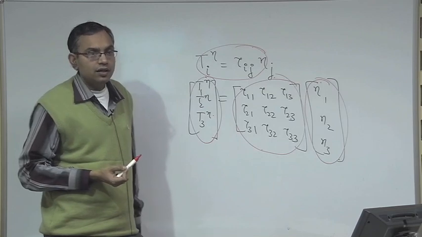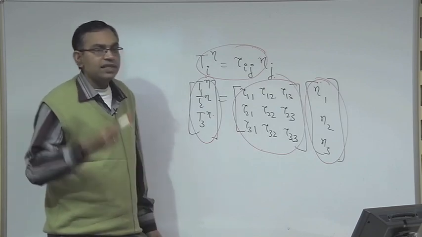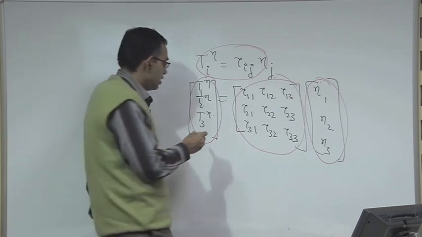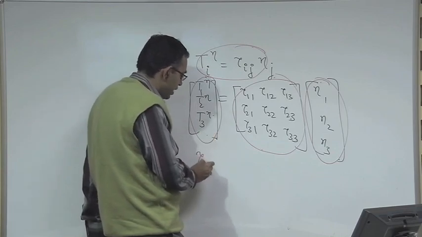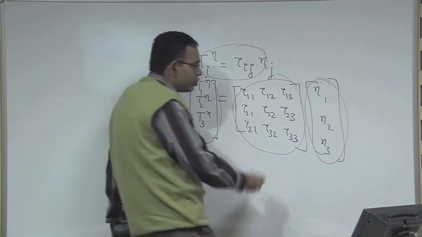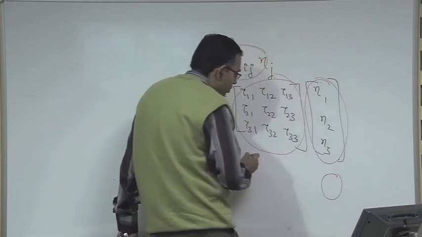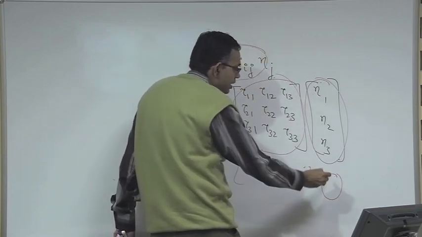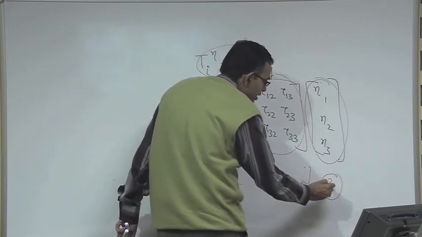Similarly, you now require a second order tensor. Instead of this, now you have tau i j related to the deformation on this side. There must be a mapping that maps this second order tensor. This is again a second order tensor.